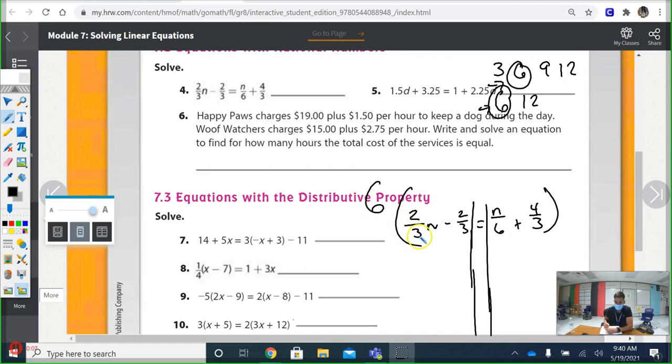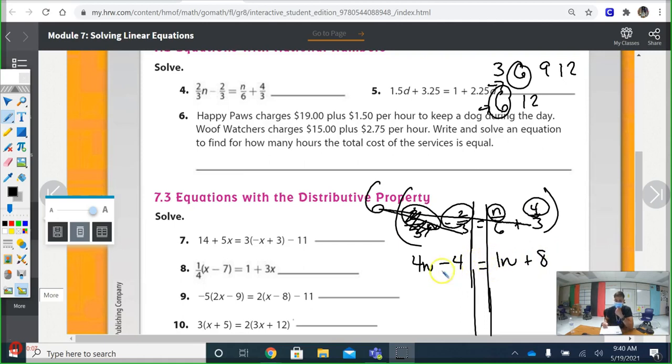6 divided by 3 is 2. 2 times 2n is 4n. That's 1. You can do the trick again. 6 divided by 3 is 2. 2 times negative 2 is negative 4. 6 divided by 6 is 1. 1 times n is 1n. 6 divided by 3 is 2. 2 times 4 is 8.